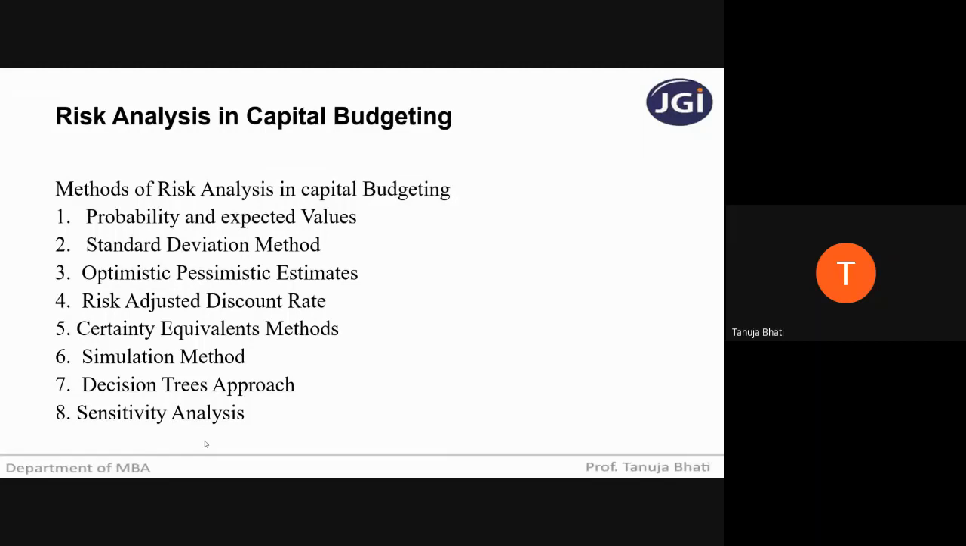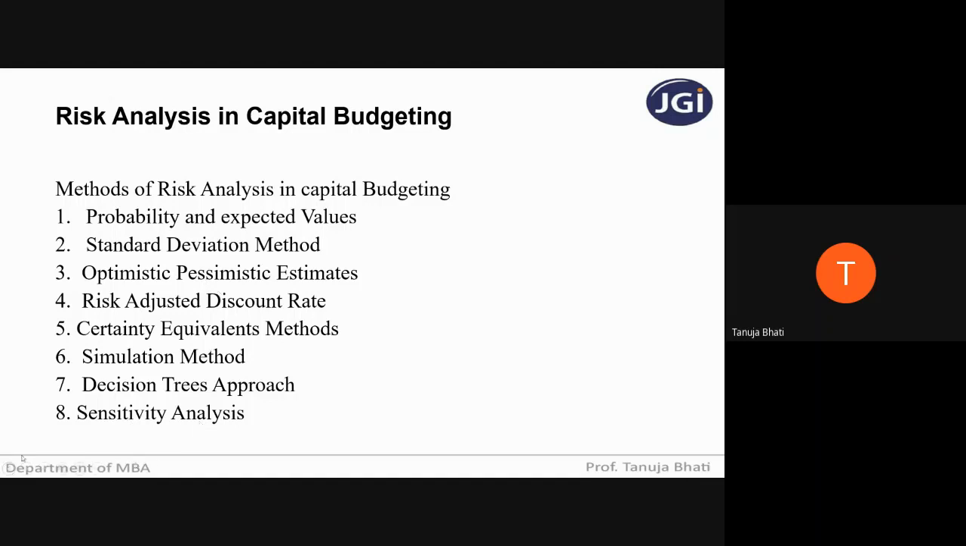whether it is going to impact the particular proposal or not. Obviously, if a project is very sensitive, and any internal or external change is going to affect that particular investment proposal, you will not go in for it. So in sensitivity analysis you will know the impact of a particular change on a project.